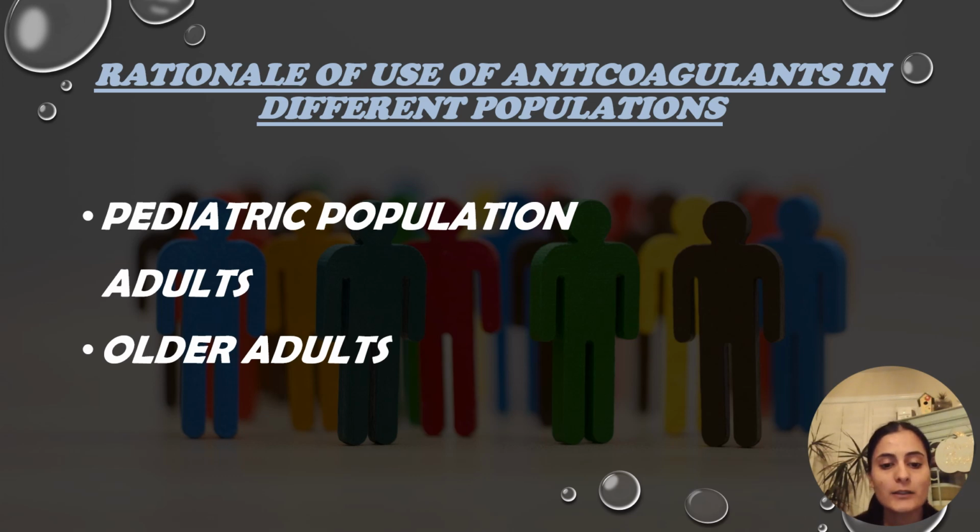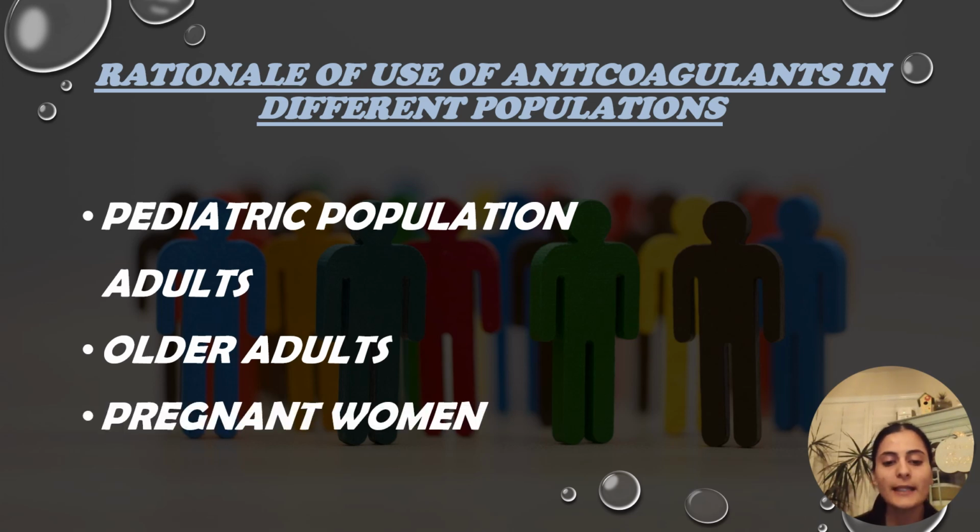And the last population which we consider is pregnant women. So pregnant women may develop conditions like deep vein thrombosis that can increase the risk of blood clots. So anticoagulants such as heparin may be prescribed during pregnancy to prevent or manage these conditions while managing the potential risks to the fetus.